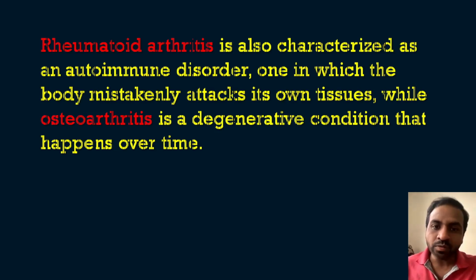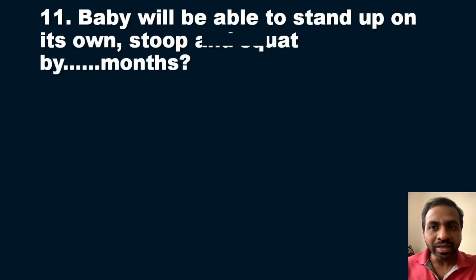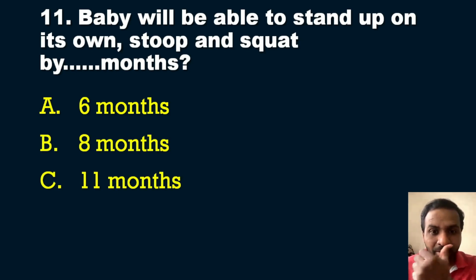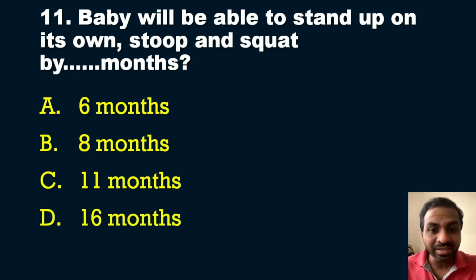Okay, so now we will move on to the next question in our series, the 11th question. This is from the pediatrics milestones. A baby will be able to stand on its own, stoop and squat by dash months. The question is very simple. And the options are: option A, 6 months, option B, 8 months, option C, 11 months, and option D, 16 months.